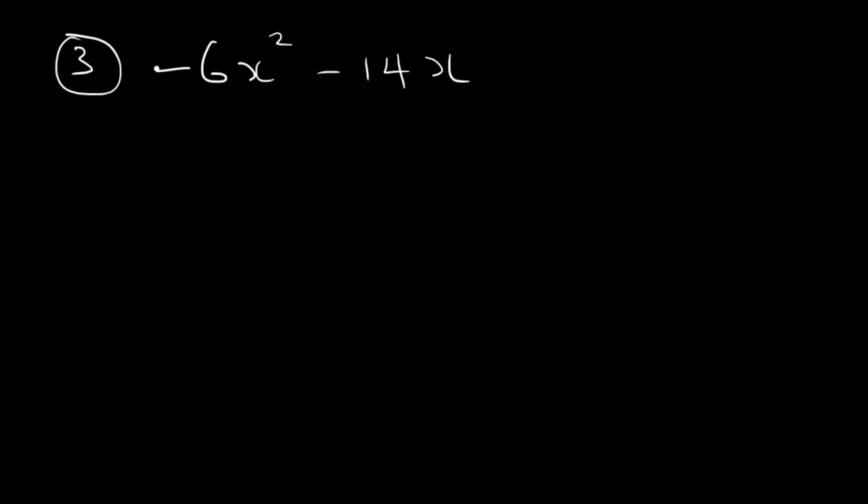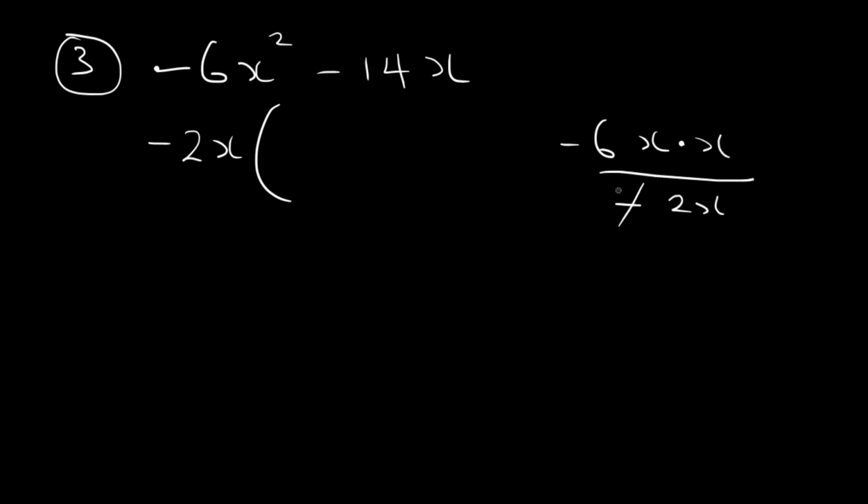Our third question, minus 6x squared minus 14x. So we are going to factor out the GCF. So here we have minus between 6 and 14. 2 is the greatest common factor, and between x squared and x, we have x. So now we are going to divide minus 6x squared divided by minus 2x. Minus will cancel out minus.